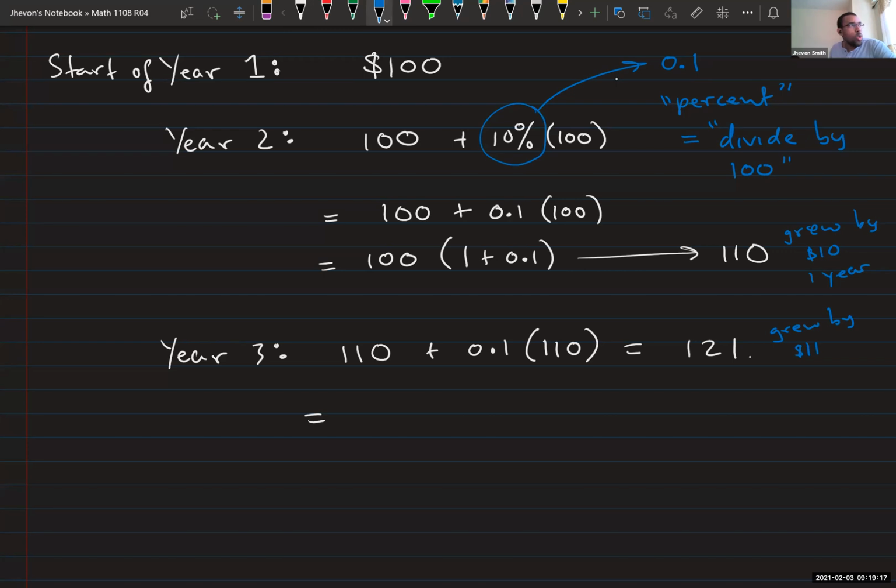Now I actually want us to do something actionable, because if I were to ask you, what's going to happen in 50 years? I don't want to have to go through all these calculations. So can we make this look a little bit nicer? The answer is yes. There is a nicer way to think about this.